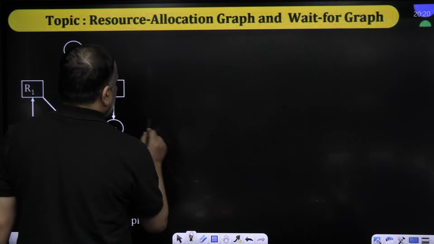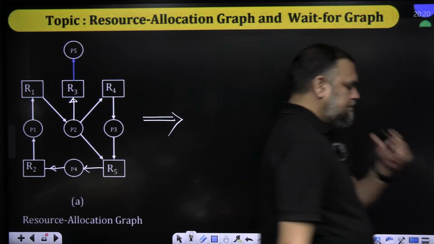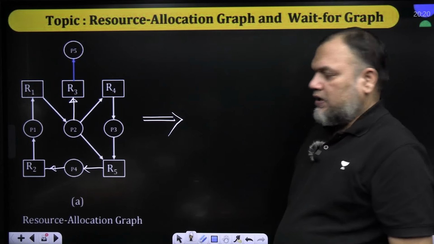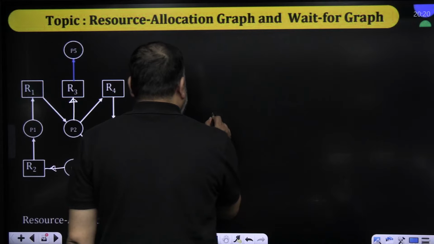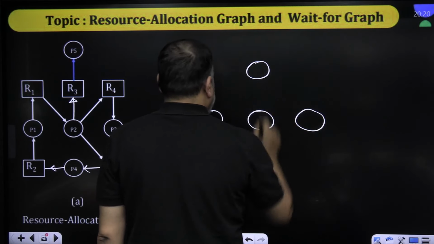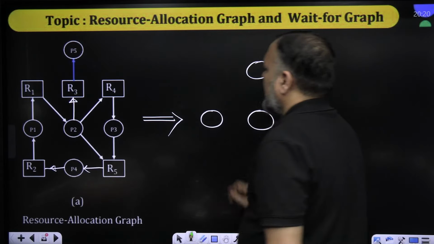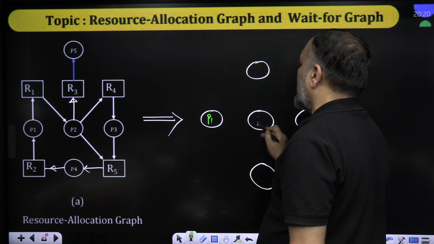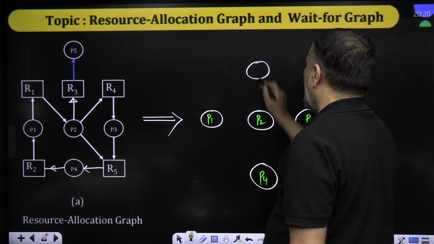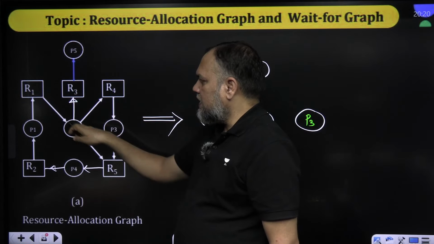The deadlock detection test is very simple. From this graph, we have to derive another metagraph by name, wait for graph. The wait for graph will have only processes as vertices, no resource vertex. So, hum skeleton lenge processes ka yahan par, all 5 processes. I will call this as process P1. I will call this as process P2. This as process P3. This as process P4. This is process P5. So if you see the graph, P1 is dependent on resource R1 and on P2.